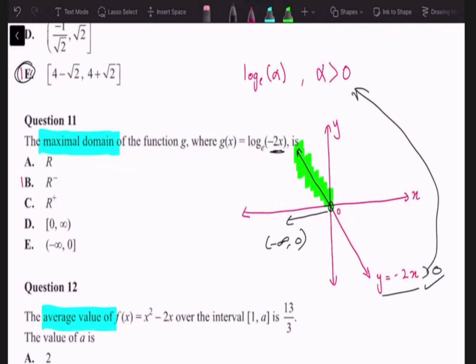So this is your domain, sorry, and that's going to be the negative reals. With this notation, all it's saying is that it's negative reals, but they don't include zero. That's what the signs mean.